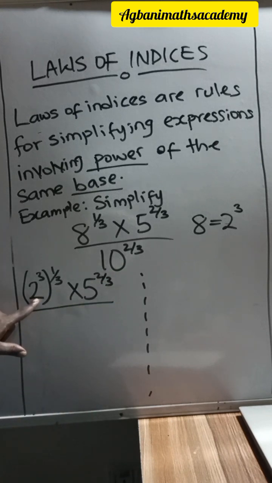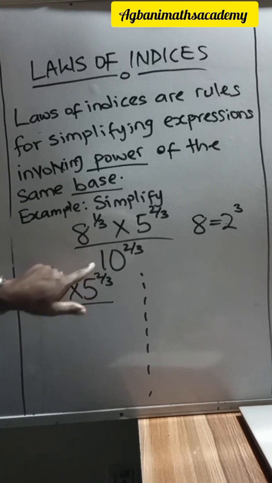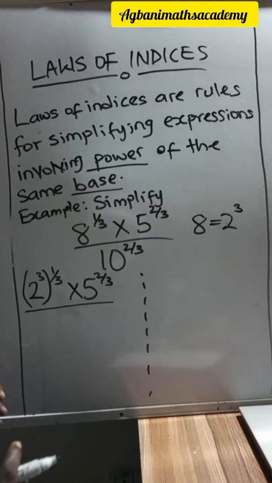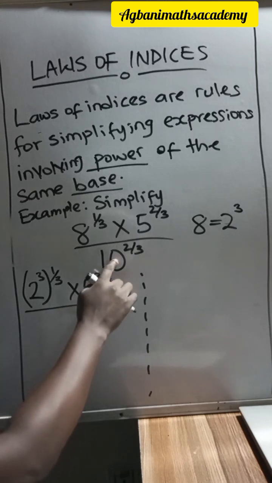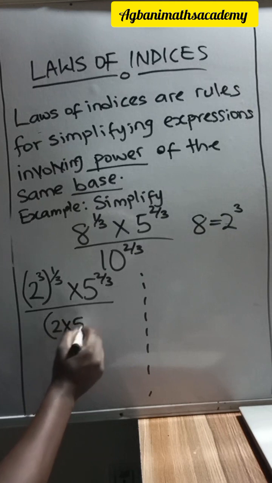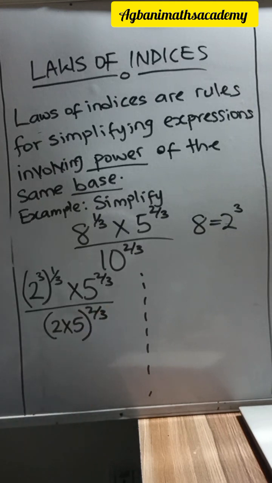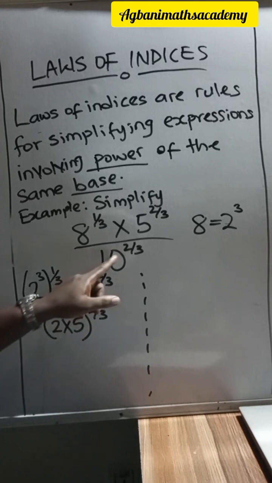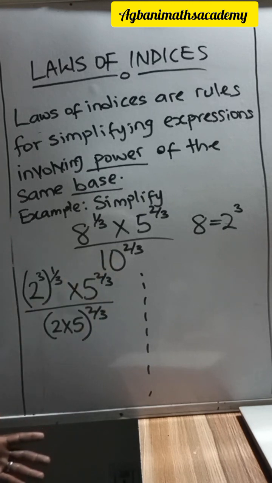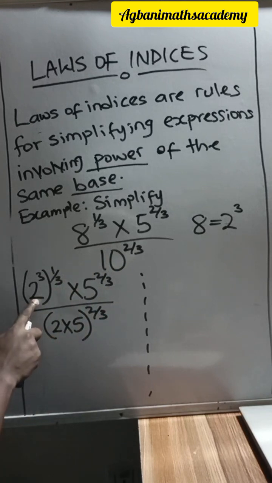Now, we have a base of 2 here, we have a base of 5 here. So we need to manipulate 10. 10 can be divided into 2 factors. 10 is the same thing as 5 multiplied by 2 or 2 multiplied by 5. So instead of writing 10 here, we can write 2 times 5 to the power of 2 over 3. 2 multiplied by 5 is the same thing as 10, so we still have the same thing. The only thing is that we have expanded 10 to become 2 multiplied by 5. Why did we expand it? Because we saw that the base here is 2, the base here is 5. We are trying to ensure that we get the same base.